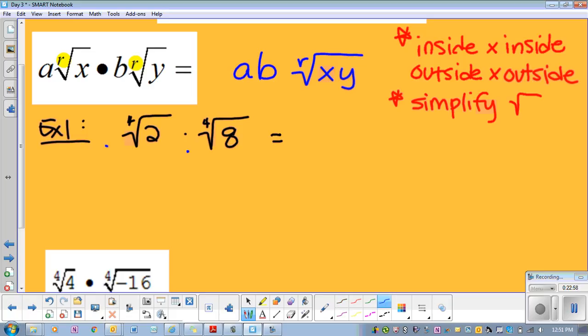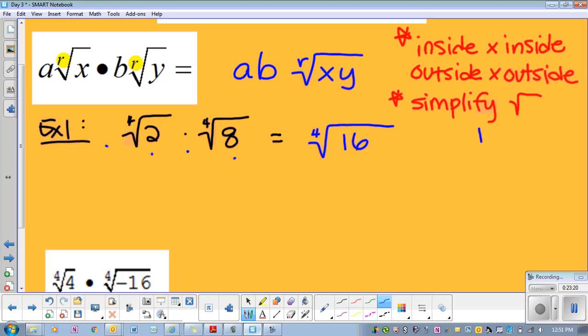Outside, well, outside is just 1, right? I don't have anything outside. So I have inside and inside. What's 8 times 2? 16. Okay? So now I have the fourth root of 16. Can I simplify this? Yes.